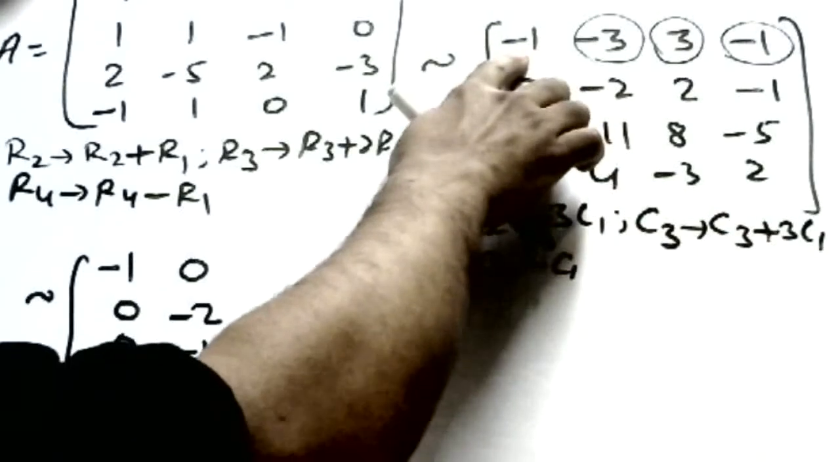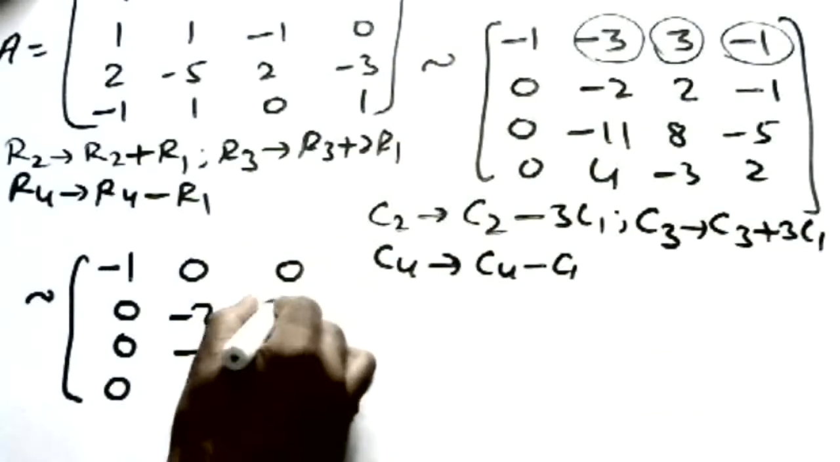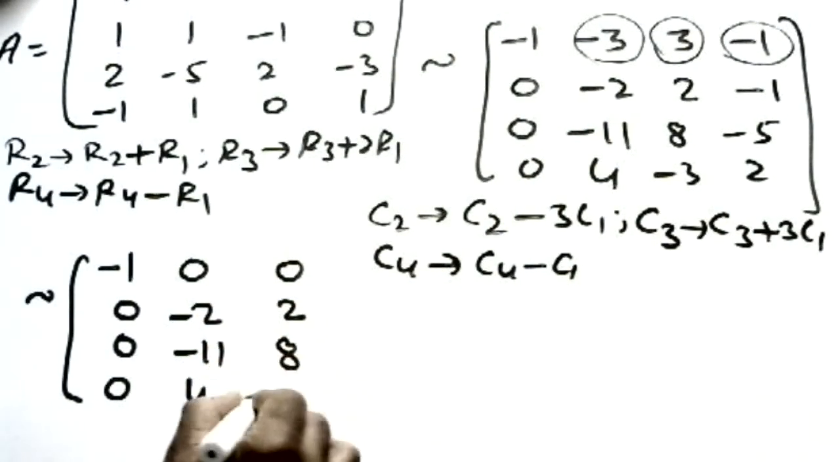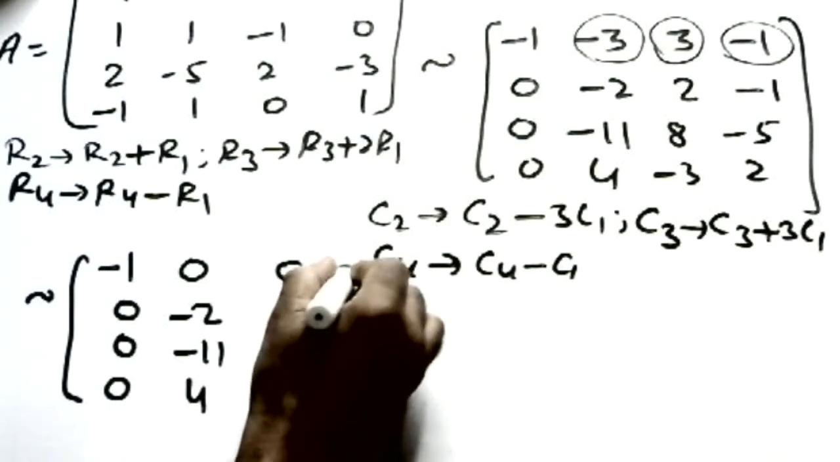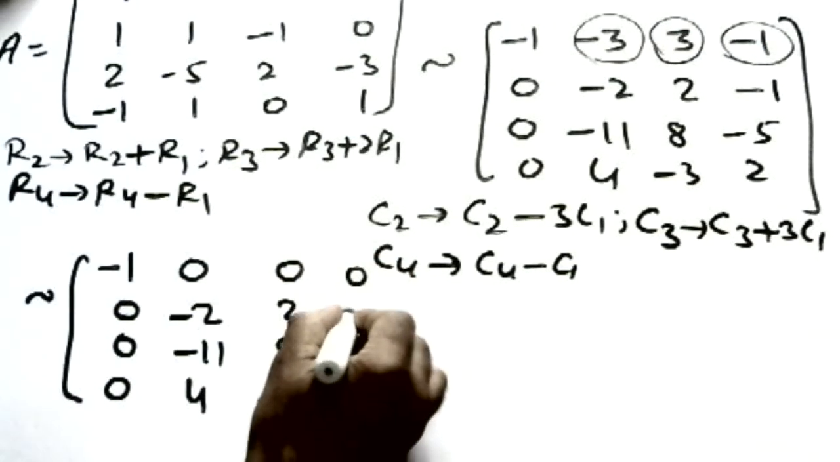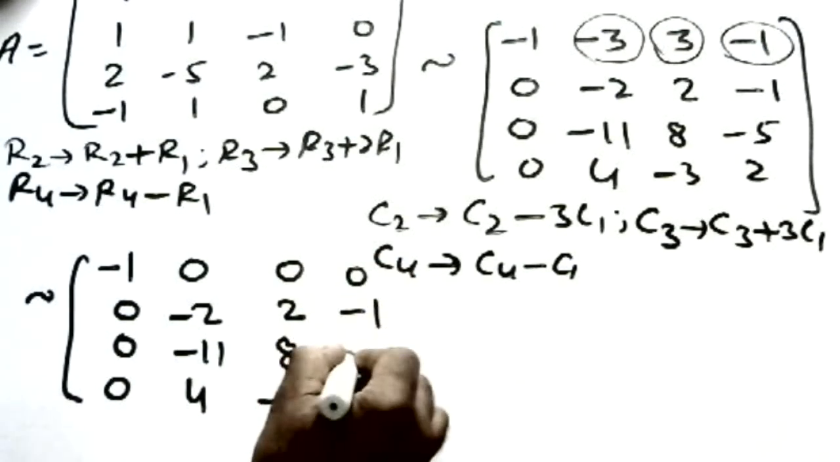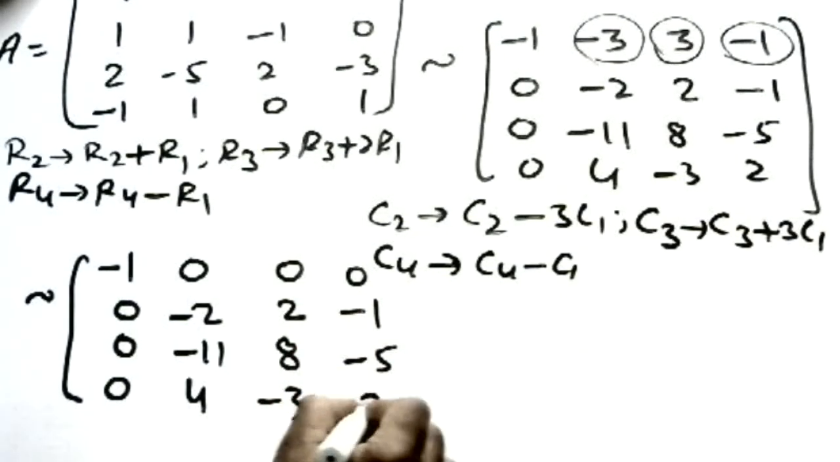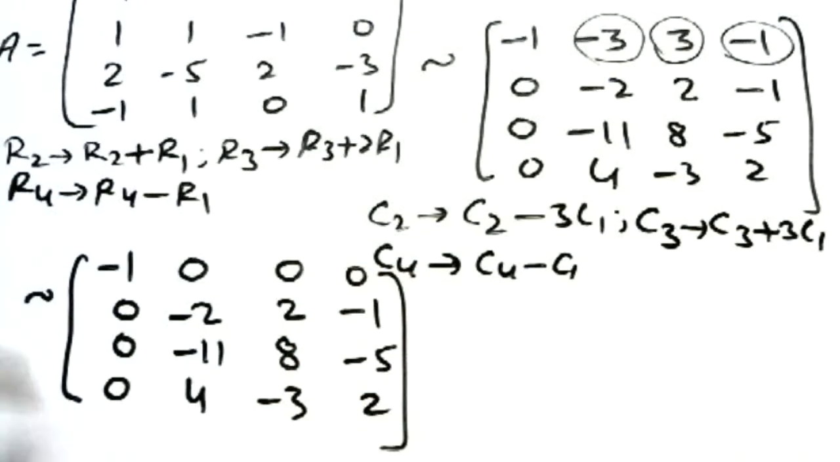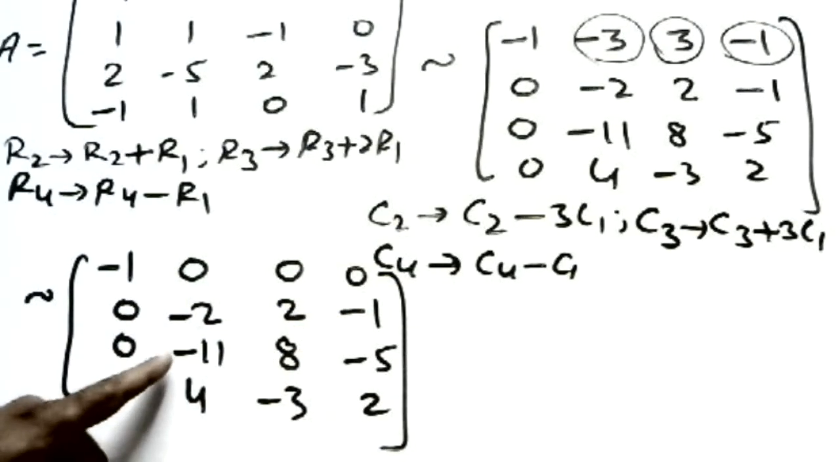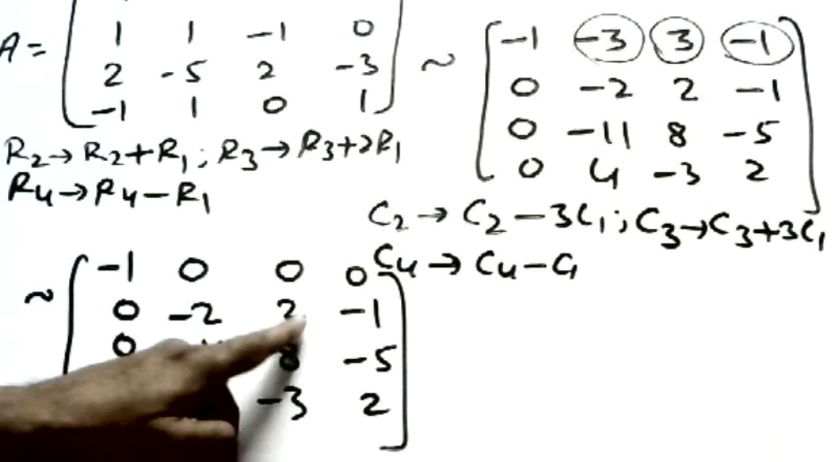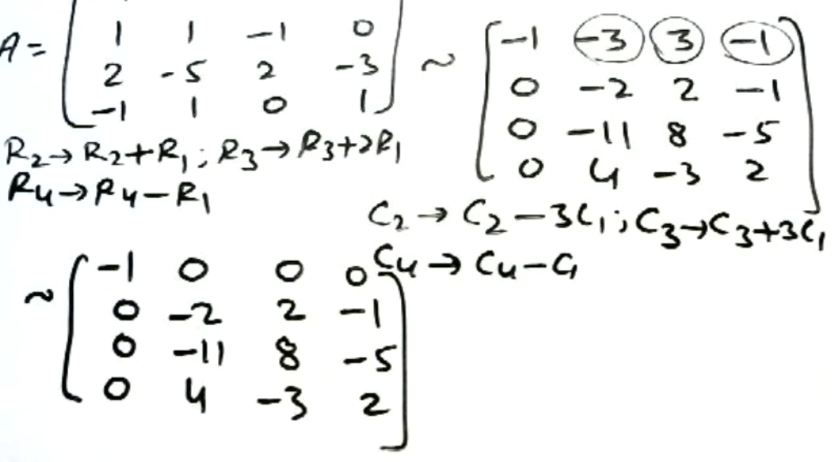Now 3 plus into minus, minus 3. 3 minus 3 is 0. This will remain the same. 2, 8 minus 3. Minus 1 plus 1, 0. And minus 1 minus 0, minus 1, minus 5, minus 2. So we got these 3 zeros and these 3 zeros. Next step we have to make these 2 zeros, then these 2 zeros, then this 0, then 0.